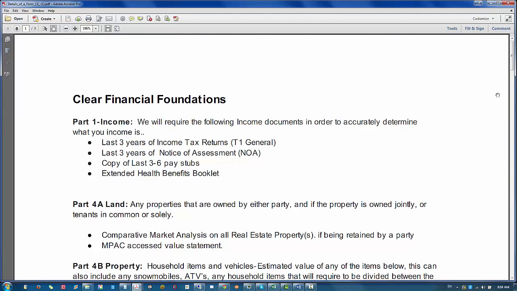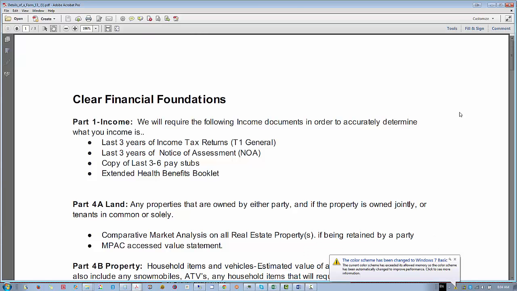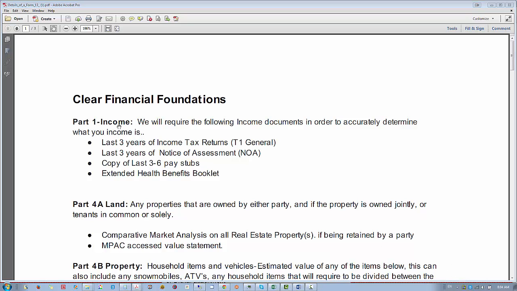And you would have seen this document. It was attached to the email that we sent to you, and it basically outlines the various documents and the parts on which they fit onto the financial statements. You have a part 1, which is all your income documents. That's your tax returns, your notices of assessment, your pay stub, your extended health benefits booklet.